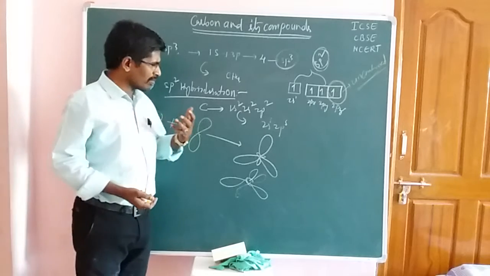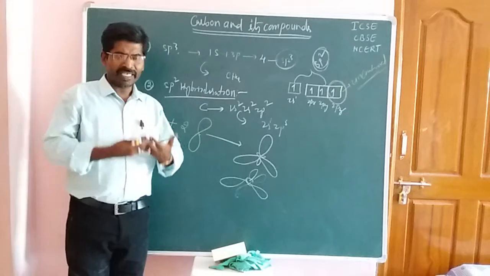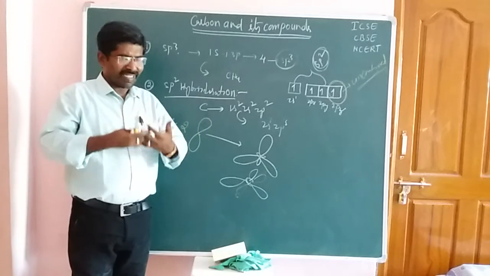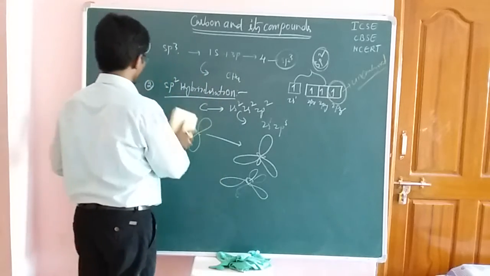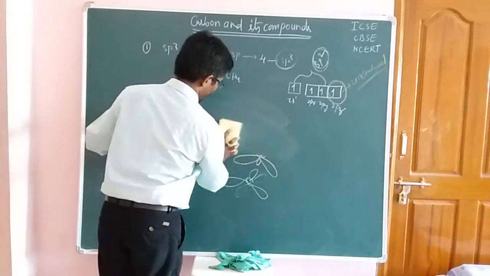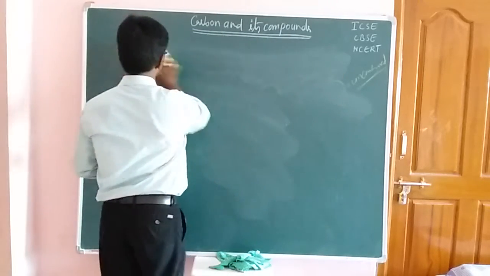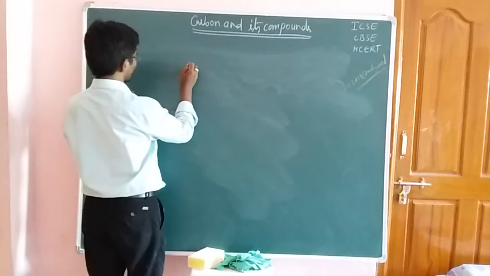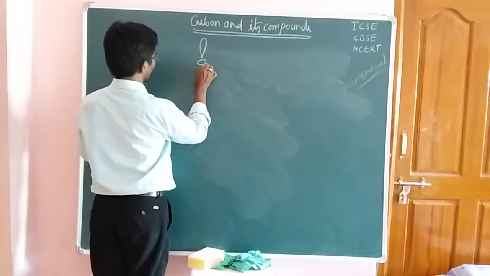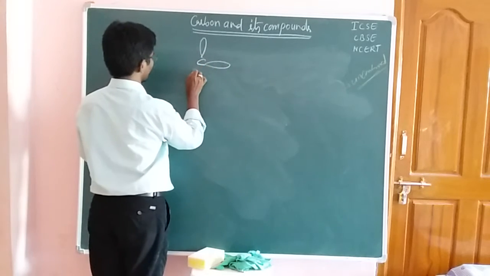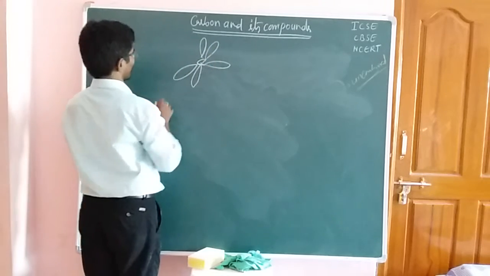Now one hybridized orbital of carbon intermixes again with a hybridized orbital of another carbon atom, so it forms a new type of bond. First of all, here is the hybridized orbital of carbon, and here also a hybridized orbital. Now this is the pure p orbital, okay friends.